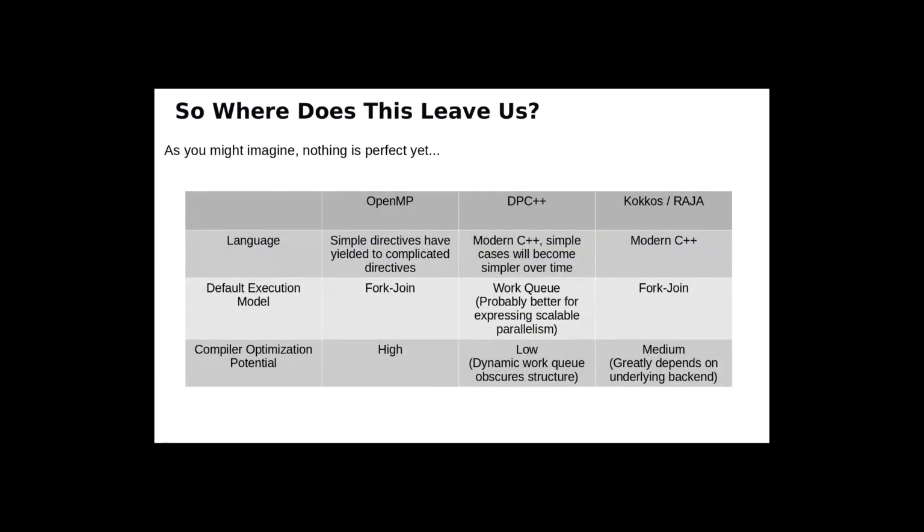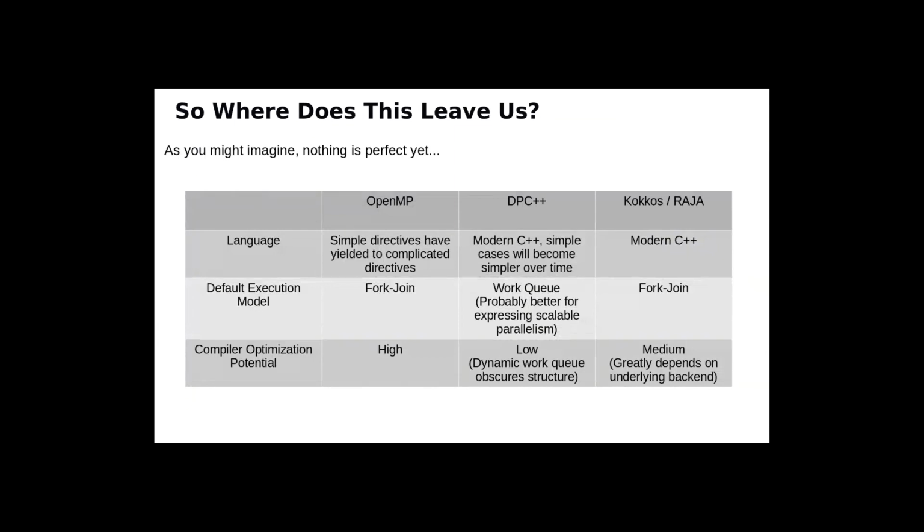The default execution model is also important to consider. Both OpenMP and Kokkos and Raja are based by default on a fork-join-based model, especially for accelerator-based parallelism, although these models support task-based parallelism as well in some cases. DPC++ is based on an explicit manifestation of parallel work queues, and this is probably better for expressing scalable parallelism, although that remains to be seen.